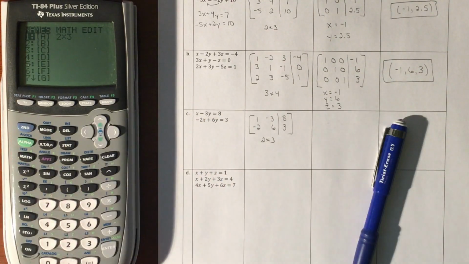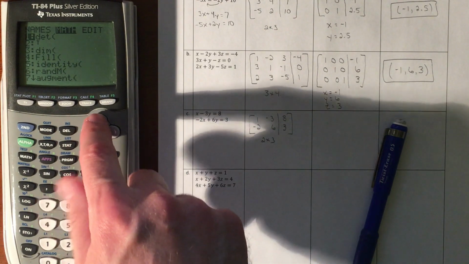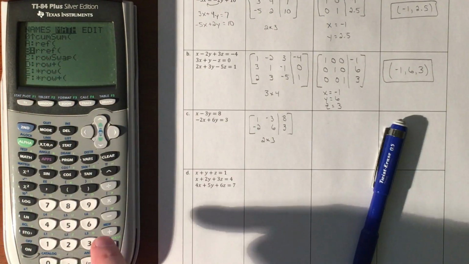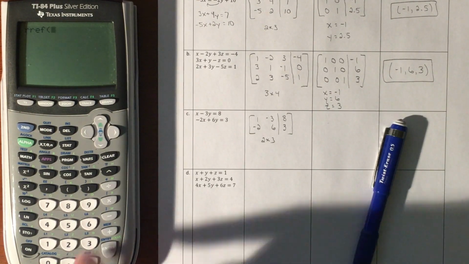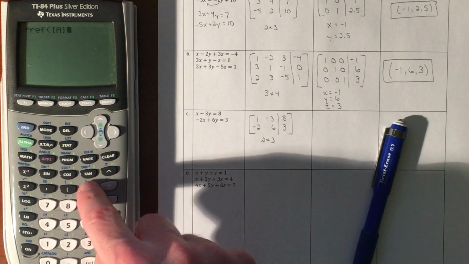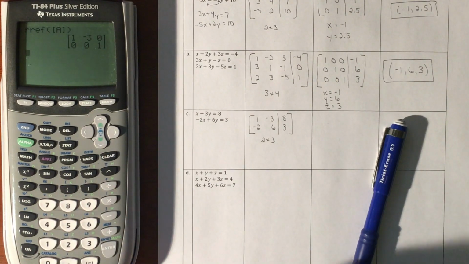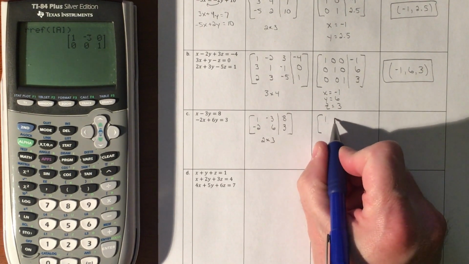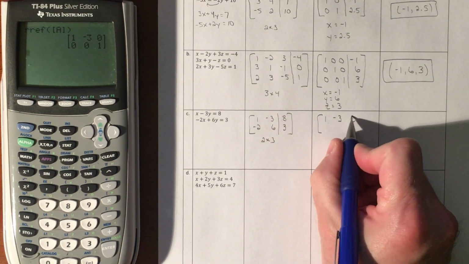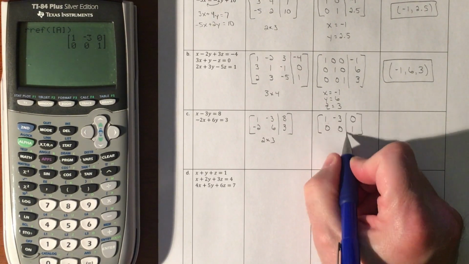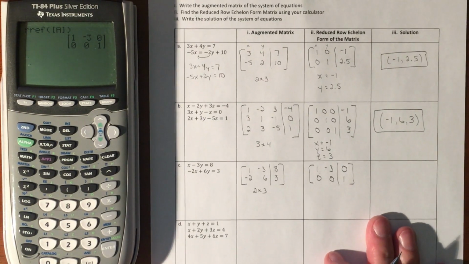We're going to go into the matrix world, and we're going to go up just because it's quicker to get to the row reduced echelon form. So that's just basically elimination. And we're going to do matrix A. All right, so the matrix that we get out of this definitely looks different than the prior two.